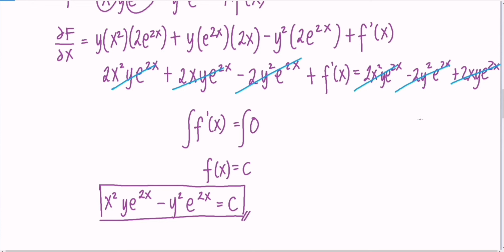Okay, so that is it for the non-exact differential equation. Next naman natin guys, sa susunod na video natin ay yung linear differential equation of order 1.